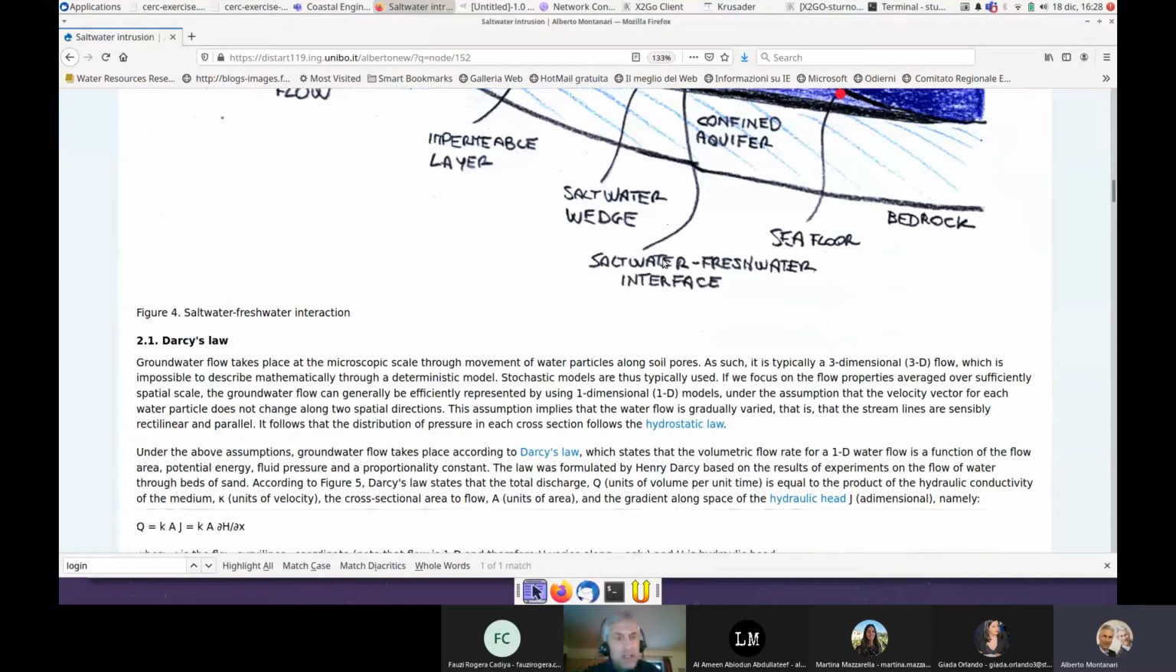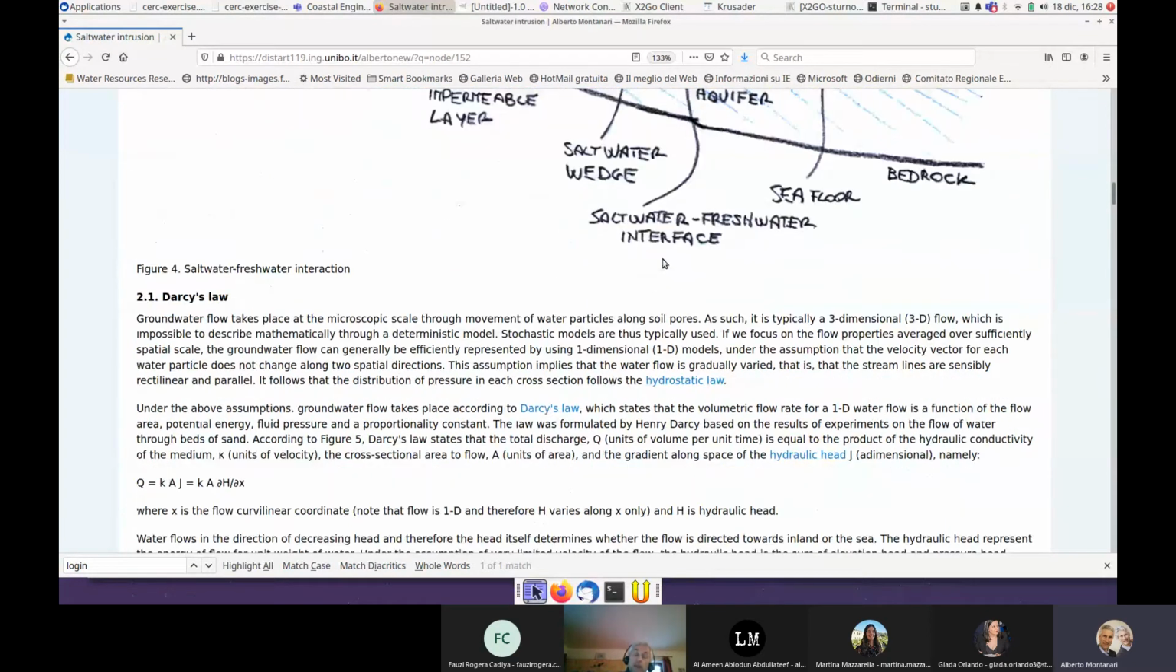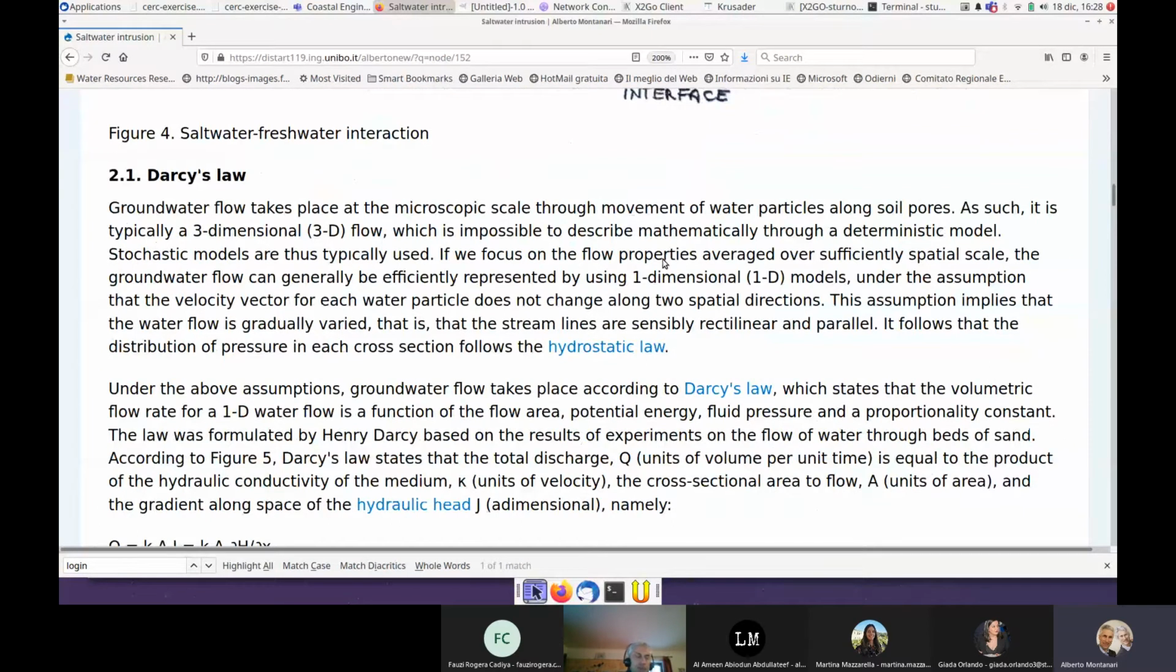And let me increase here the font a little bit. What are the means that we have available to describe this flow in the underground? First of all, this is a fluid flow, which is governed by the law of physics. And in particular, it can be described by imposing conservation of mass and conservation of energy, precisely because it's a process that obeys the laws of physics.